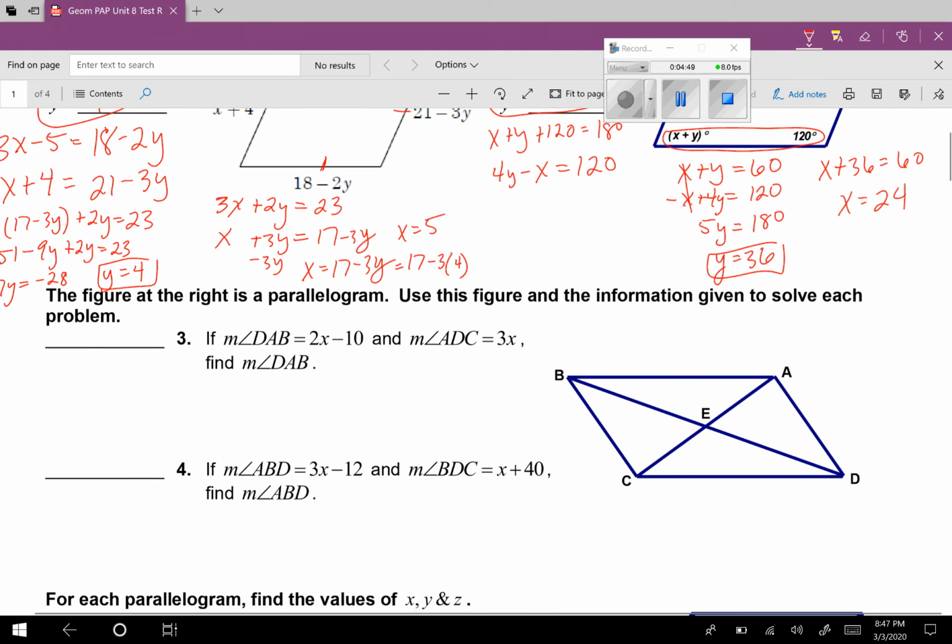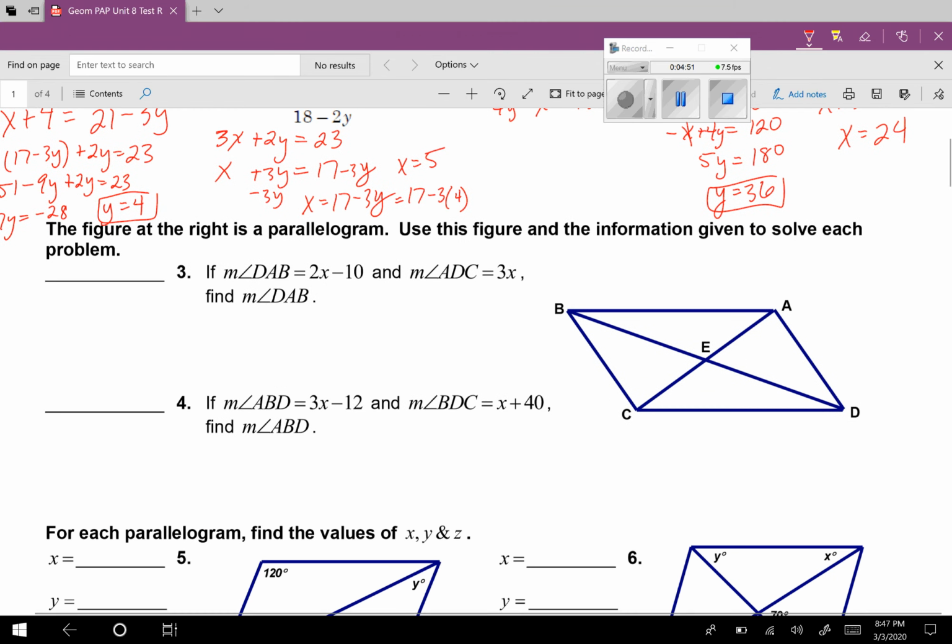Okay, next one here. Says the figure at right is a parallelogram. Use this figure and the information given to solve each problem. So DAB. DAB. So it's the whole corner is 2x minus 10. And then ADC, that's this other corner, is 3x. Find the measure of angle DAB.